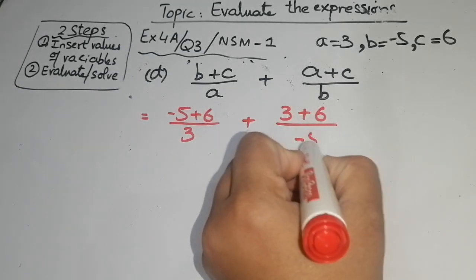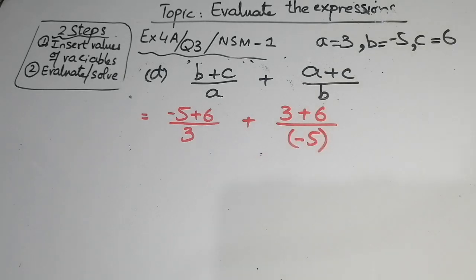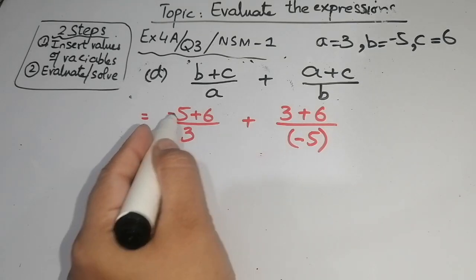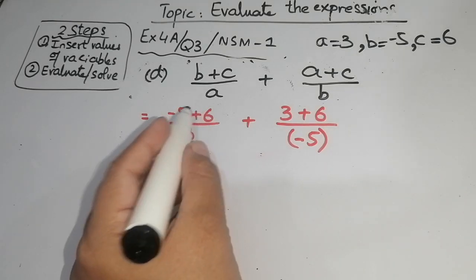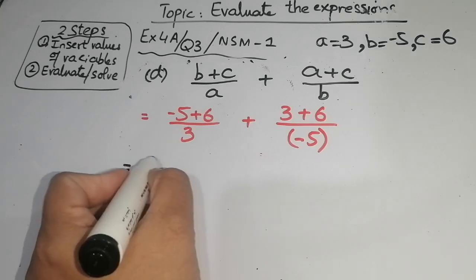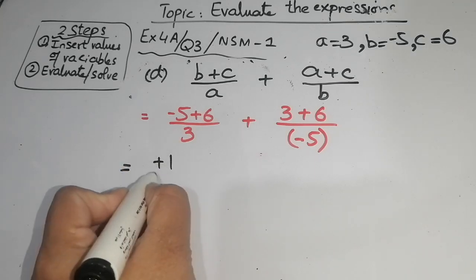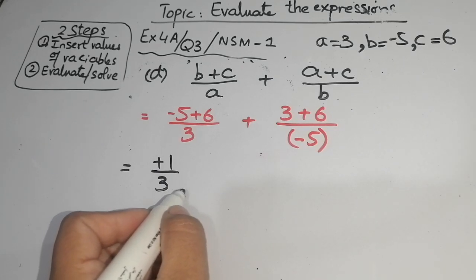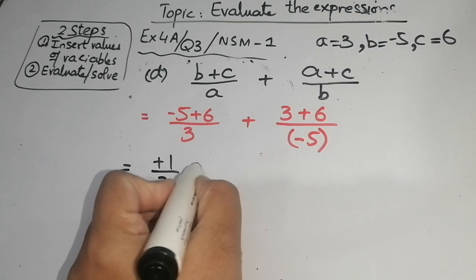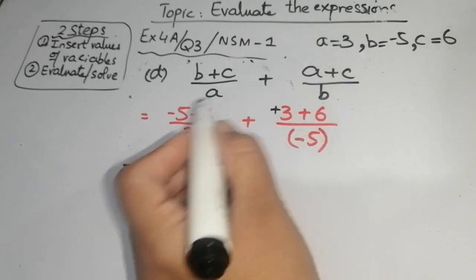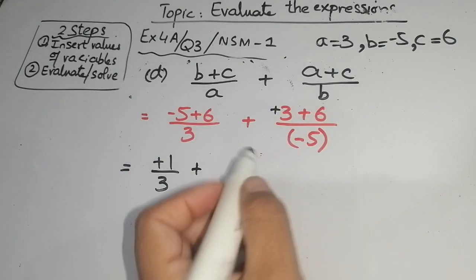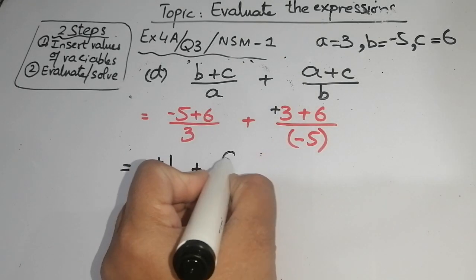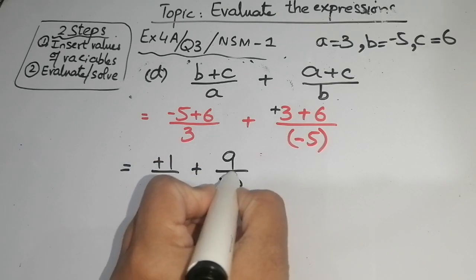Now B is minus 5. So I can put a bracket here so that things are not getting mixed up. So very simple. Minus 5 plus 6, it's the operation of integers. Answer is plus 1 by 3. So plus 3, there is a plus sign with 3, and 6, it is 9 by minus 5.